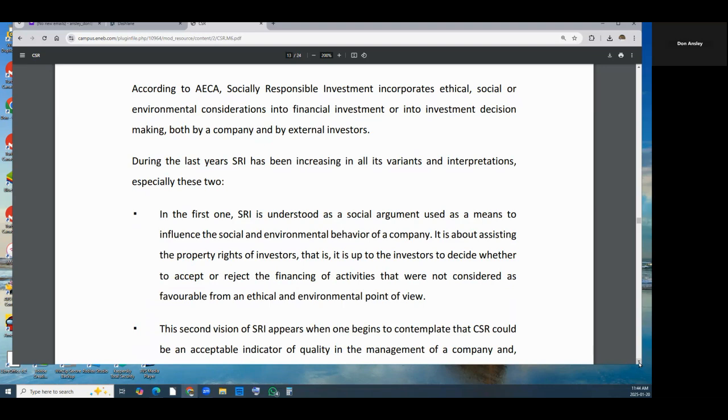First one, SRI is understood as a social argument used as a means to influence the social and environmental behavior of a company. It is about asserting the property rights of investors. That is, it is up to the investors to decide whether to accept or reject the financing of activities that were not considered as favorable from an ethical and environmental point of view.